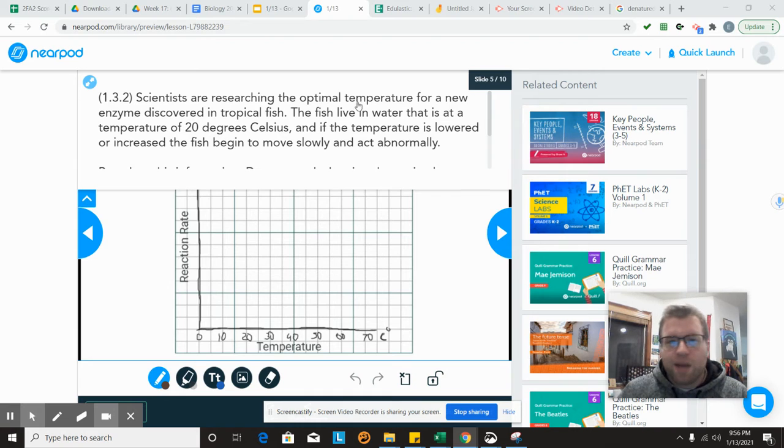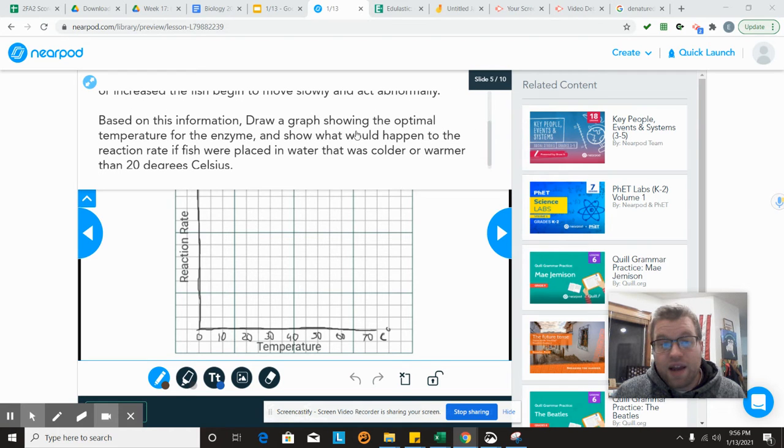Scientists are researching the optimal temperature for a new enzyme discovered in tropical fish. The fish live in water that is at a temperature of 20 degrees Celsius, and if the temperature is lowered or increased, the fish begin to move slowly and act abnormally. Based on this information, draw a graph showing the optimal temperature for the enzyme. Show what would happen to the reaction rate if the fish were placed in colder or warmer water than 20 degrees Celsius, right?